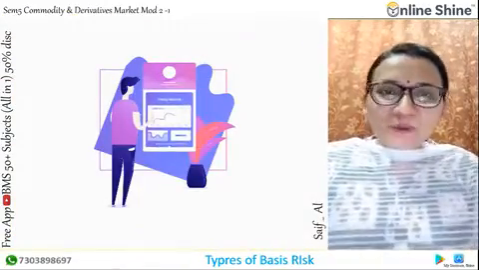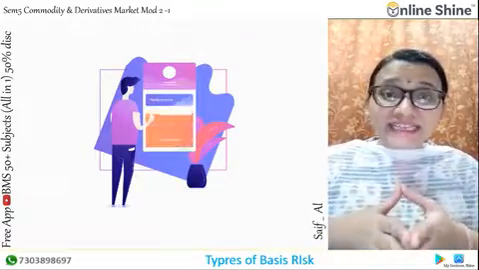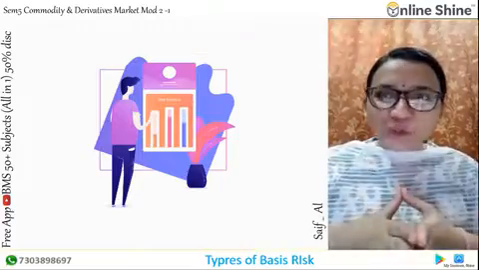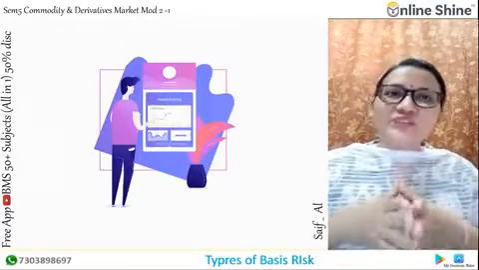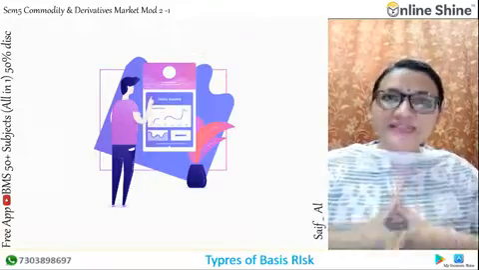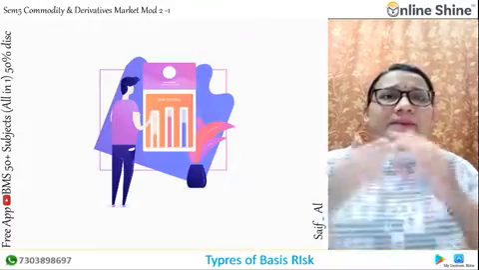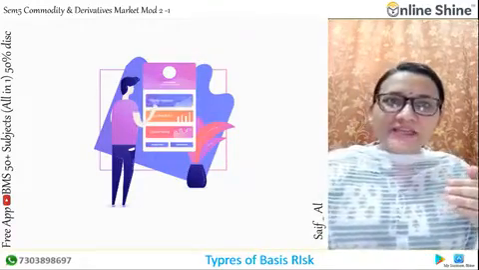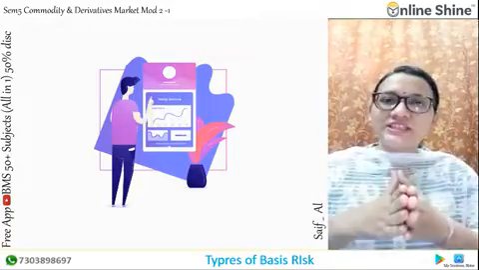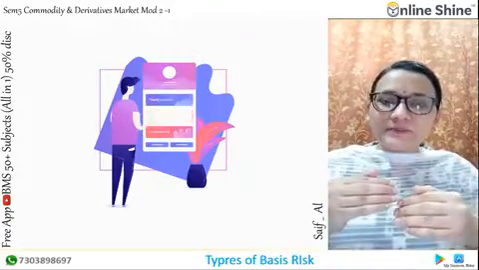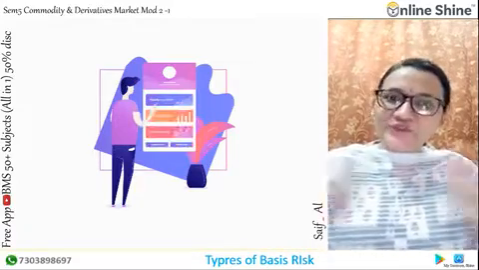And the third type of basis risk is the calendar basis risk. The selling date of the spot market position may be different from the expiry date of the futures market contract. So the expiry date and the date of the position may change due to the different dates of the spot position and the futures position.